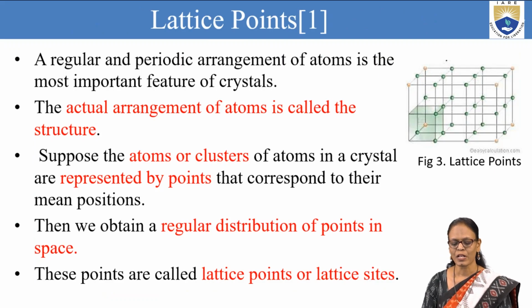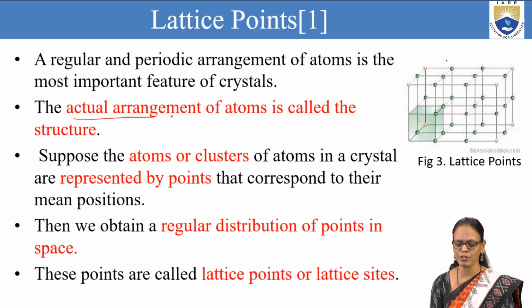Now coming to lattice points. So what are lattice points? Whenever we talk about a crystal structure, we talk in terms of lattice points. So first we'll try to understand what these lattice points are. A regular periodic arrangement of atoms is the most important feature of crystals. So till now we have seen that whenever we have a crystal, there is periodic arrangement of atoms. And whenever you see atoms in a substance, that forms the structure. So the actual arrangement of atoms, we call it structure.